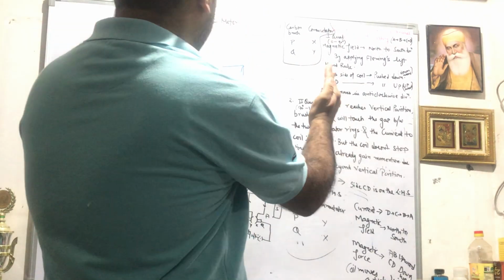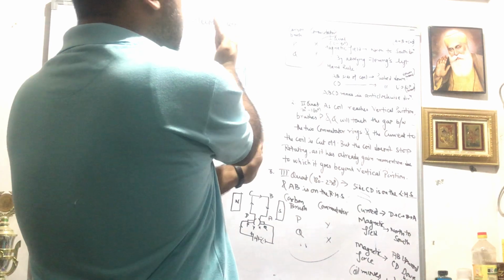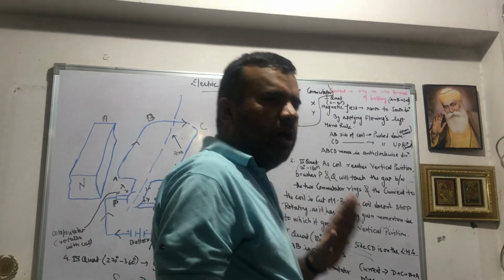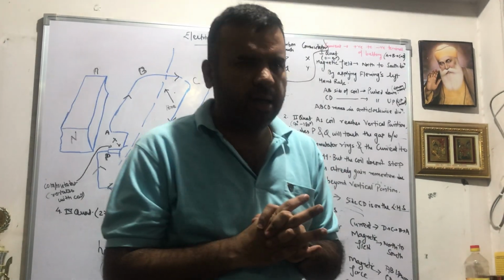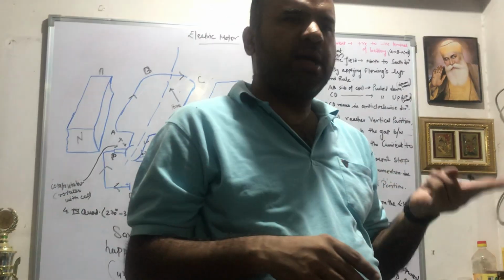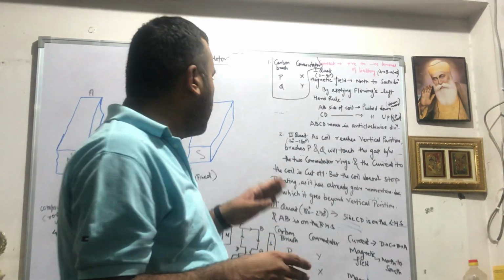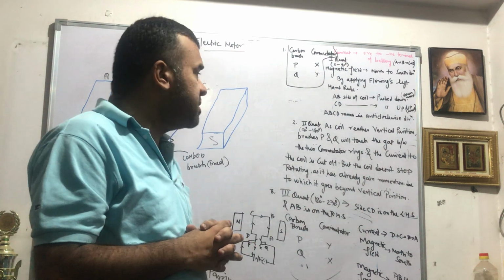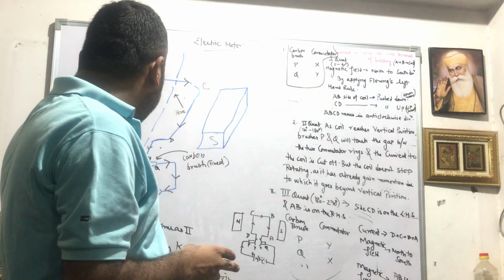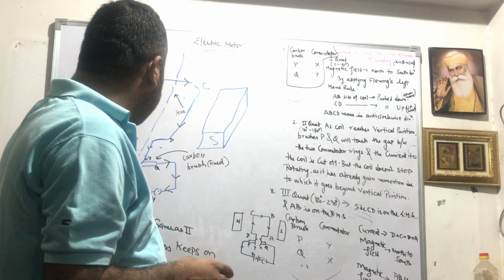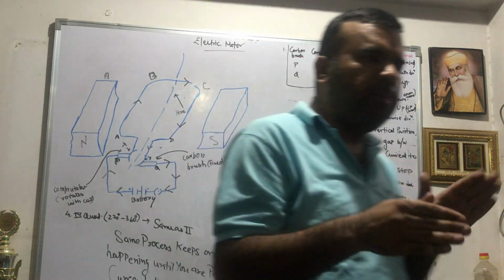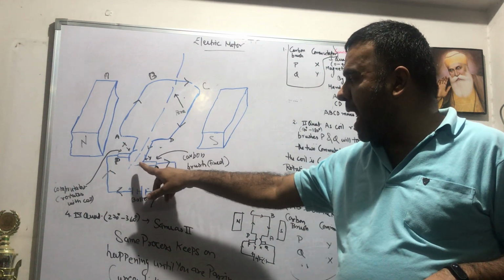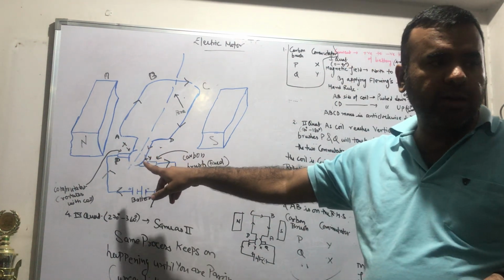Okay? If this is AB, this is CD, and it is going like this, it is moving in anti-clockwise direction. But this will be only in the first quadrant, that is 0 to 90 degrees. Now coming to the second quadrant, when it comes to the exact vertical position, AB is down, CD is a little up. As the coil reaches the vertical position, these brushes P and Q will touch the gap, because commutator X and Y will move along with the coil. So these brushes P and Q will touch the gap in between the commutator rings.